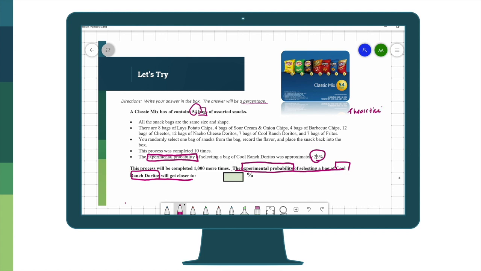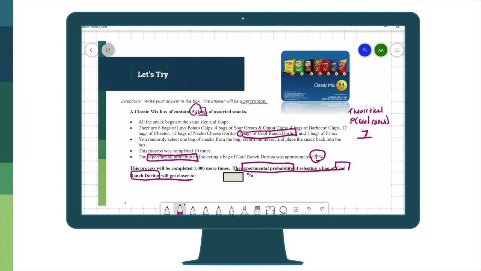The theoretical probability of selecting the Cool Ranch Doritos. Cool Ranch. So how many Cool Ranch Doritos do we have in the bag? It tells us there are 7, rather that's a box. 7 bags of Cool Ranch Doritos. So 7 favorable outcomes out of how many total possible outcomes?